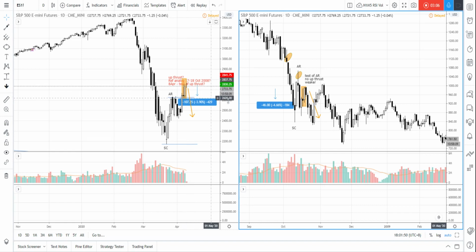Just keep in mind that this is something that happened before, and what we need to focus on today is to see the price action and determine from here on.